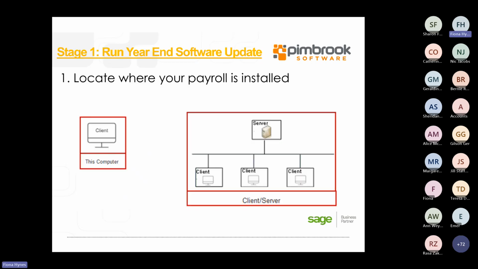Okay, stage 1, run the year-end software update. First, we want to locate where your payroll is installed. You'll either have a standalone setup where both the data and the program are on this one machine, or you'll have a server client setup where the data is on the server and the program is on each of the client PCs.